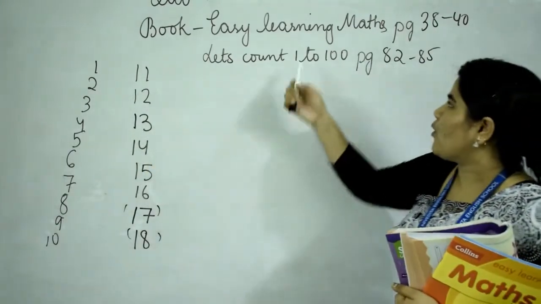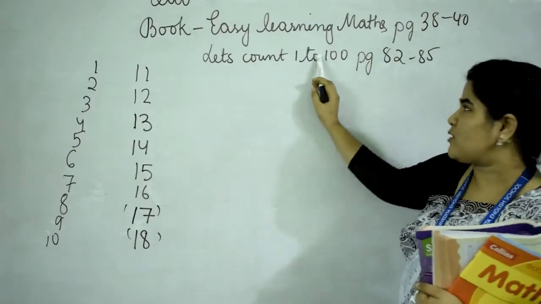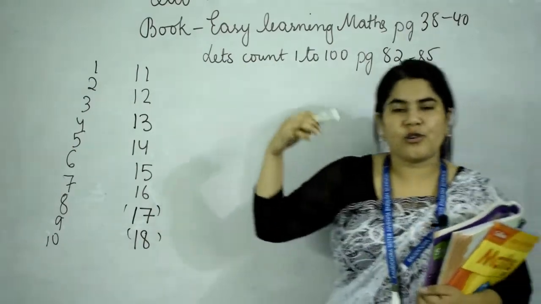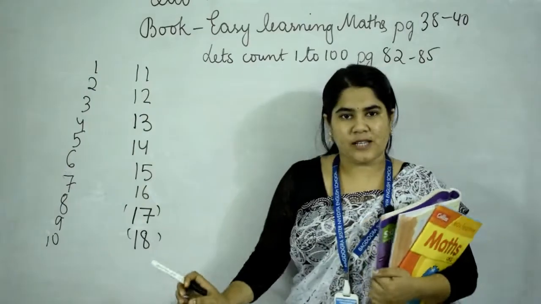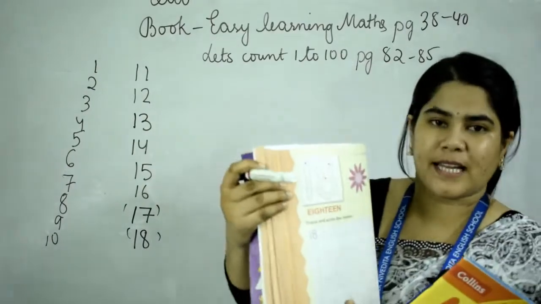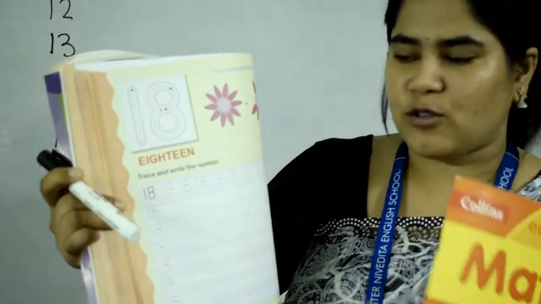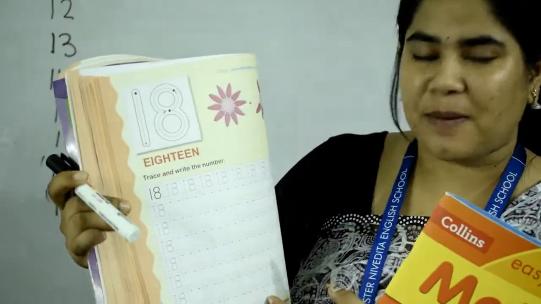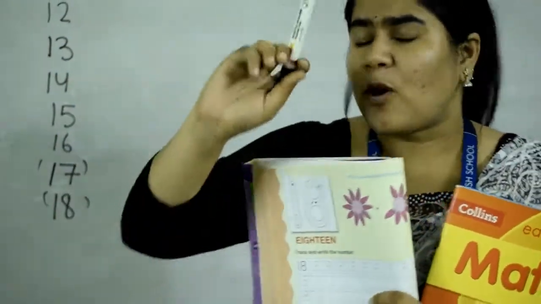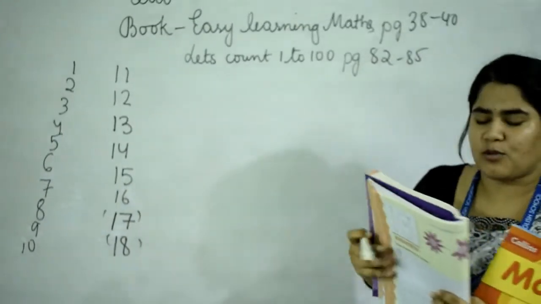So this is the homework for Let's Count 1 to 100, page 82 to 85. Only these two numbers you will get, and the thing that you will get in your book is this dotted and the blank page. What you have to do, you have to trace over, and the rest part you have to do it by yourself. Pause the video and note down page 82 to 85.